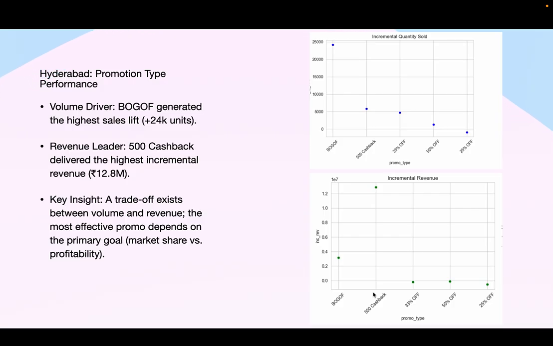We have plotted a scatter graph here and found a really interesting split. BOGOF, buy one get one free, was a champion at moving volume, driving the highest number of units sold. However, the 500 cashback offer was the clear winner when it came to generating actual revenue. So the choice of promotion depends on the goal: BOGOF for market share, cashback for profitability.